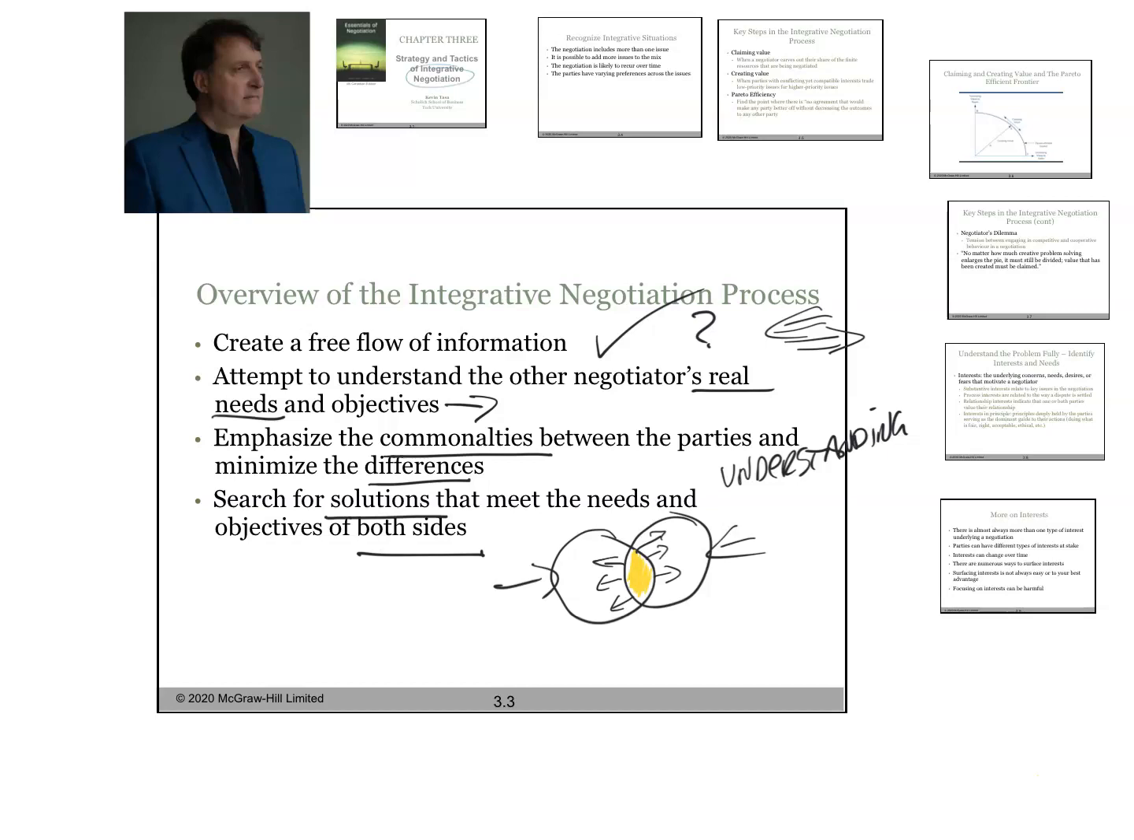And it's not just about saying, well, what do you want? And here's what we want. It's really about understanding each other. So I know this sounds a little repetitive, but I cannot emphasize this enough. It's about understanding, understanding, understanding.